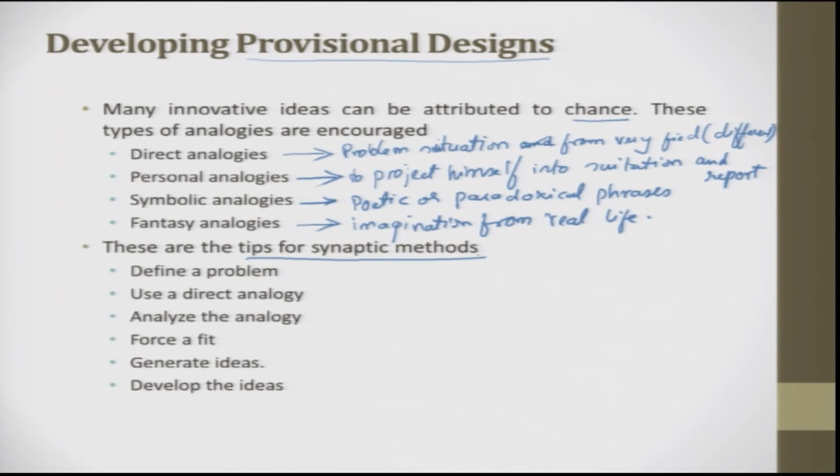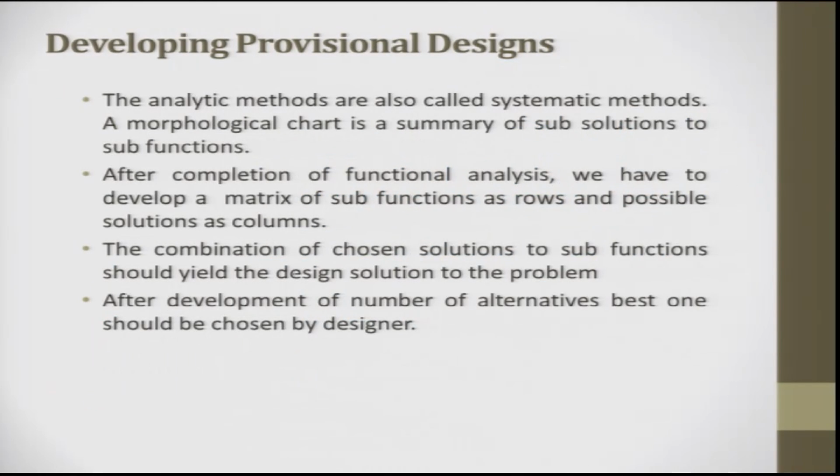There are tips for semantic methods. First, you try to define a problem, then use a direct analogy, then analyze your analogy, force a fit to the analogy, then generate ideas, then start developing ideas. So, these are the tips generally we give for developing a product. So, definition of the problem is very, very important. Then you put all these analogies we just referred to. Then you analyze the analogies and pick what is required, and then you forcibly fit that with respect to your product. Then you generate conceptual ideas for your product, and then you develop the ideas.